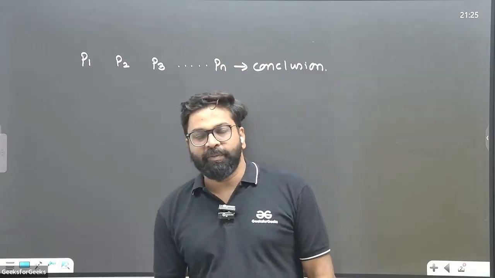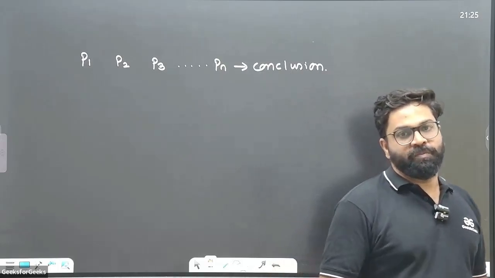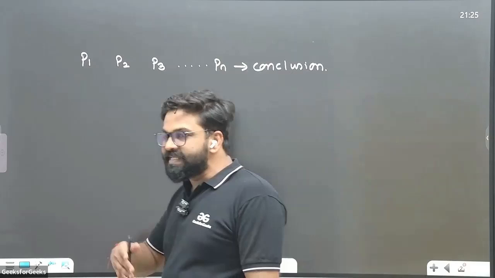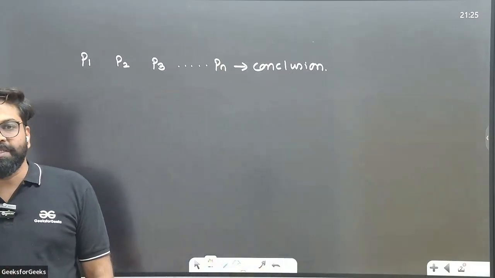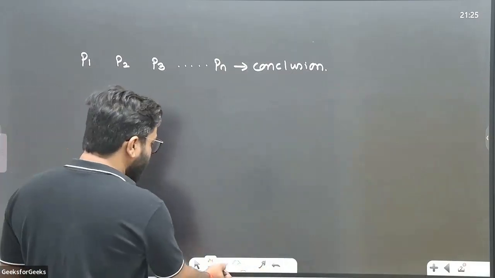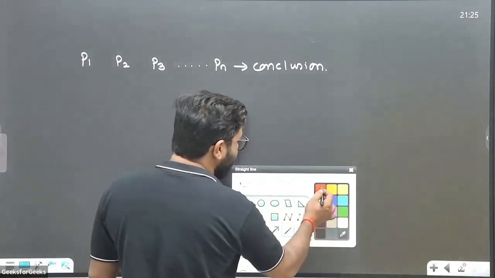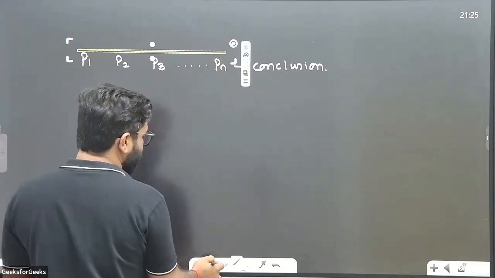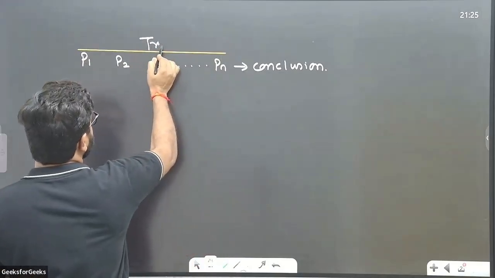So here you will have multiple premises: premise 1, premise 2, premise 3. Multiple premises lead to the conclusion. Now, what is your main thought about it? Your thought is very simple. You have to consider the left side as true. Now, consider this statement as true.